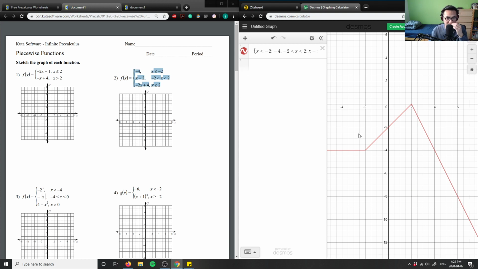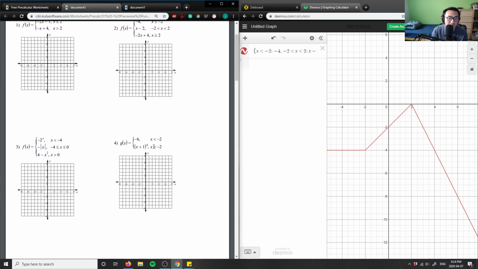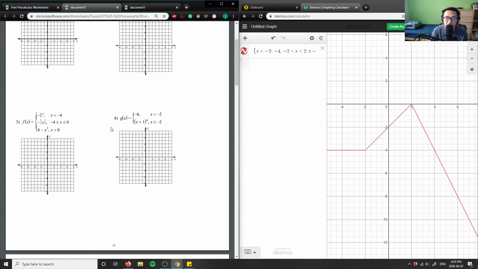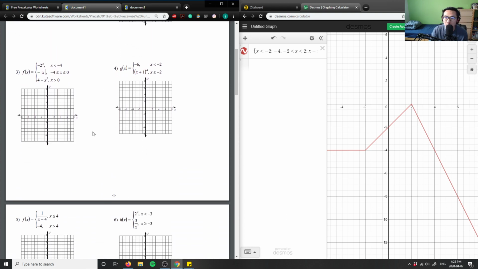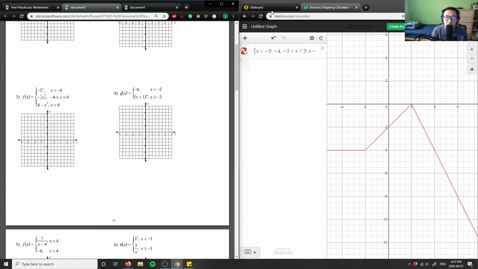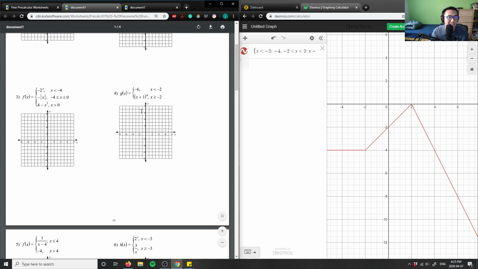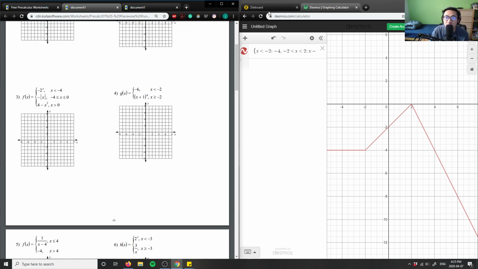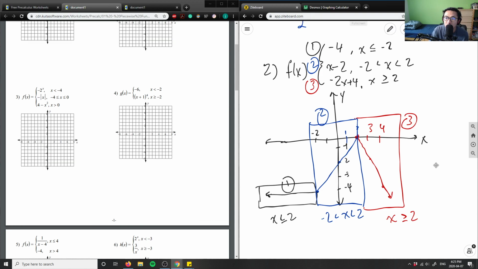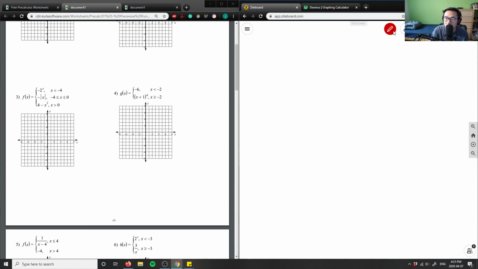So I hope you kind of understand what a piecewise function is, and we'll do a bit more practice with these. Maybe we'll work on 2 or 3 more before we move on, because this is an important concept that combines all our knowledge of functions together. So let's do number 3. Number 3 looks a bit hard, but let's do it.